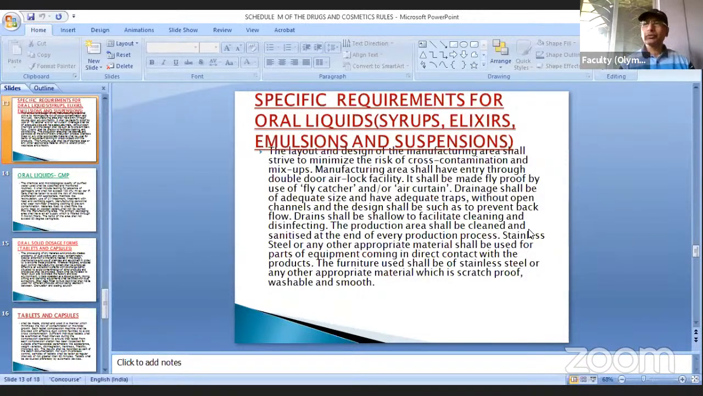Some terminologies which are used here, you have to keep in your mind. GMP means good manufacturing practices. Do you know the meaning or full form of ICH? ICH? International Council for Harmonization. International Council for Harmonization of Technical Requirements for Pharmaceutical Products.